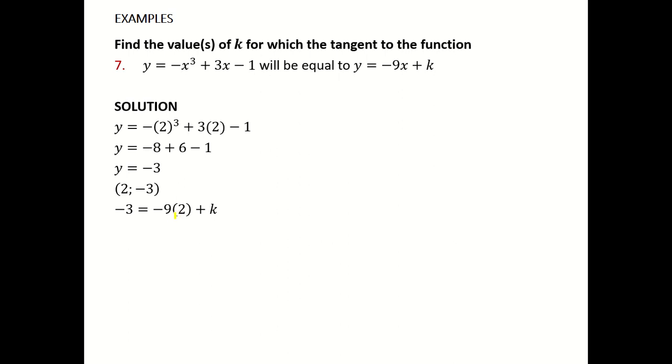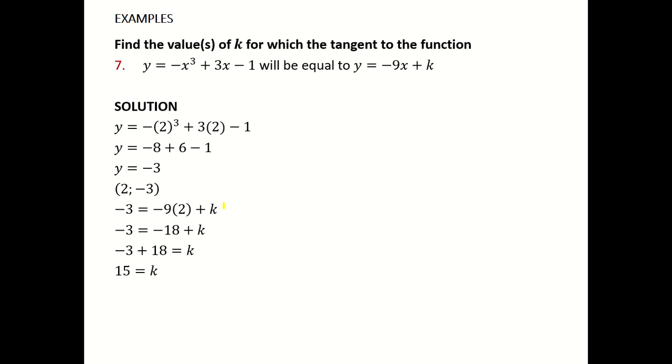All I have to do is to multiply this 2. Negative 9 times 2 will be minus 18. Transpose minus 18 to the left-hand side. It will be positive 18. So k is equal to minus 3 plus 18, and minus 3 plus 18 is 15. This is the first k value.